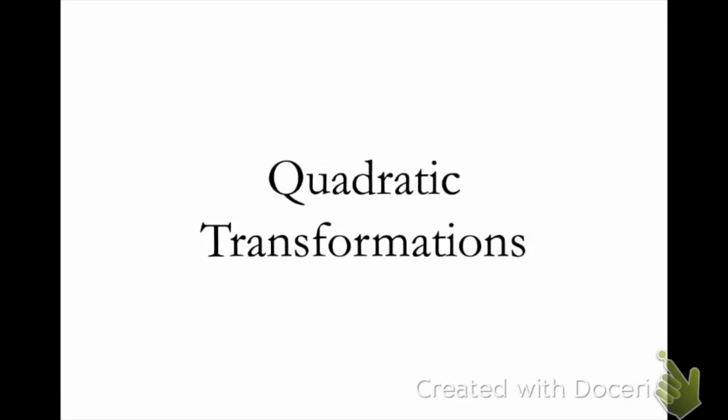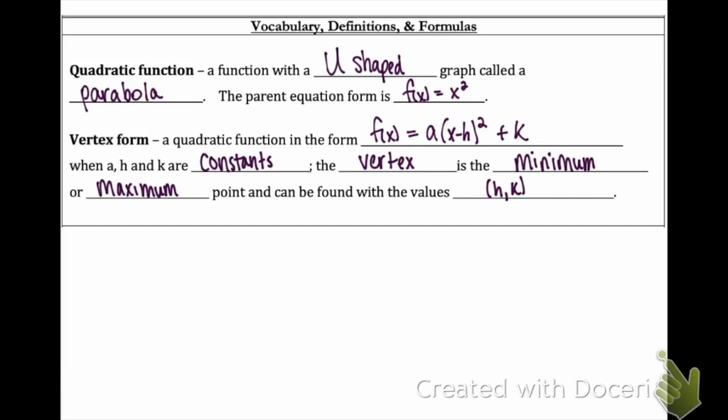Quadratic transformations. Vertex form. A quadratic in vertex form is the function a times (x minus h) squared plus k, when a, h, and k are constants. The vertex is the minimum or maximum point and can be found with the values h, k.